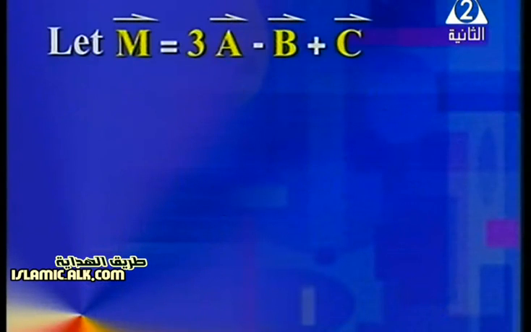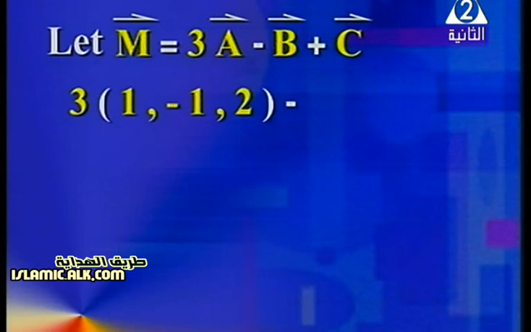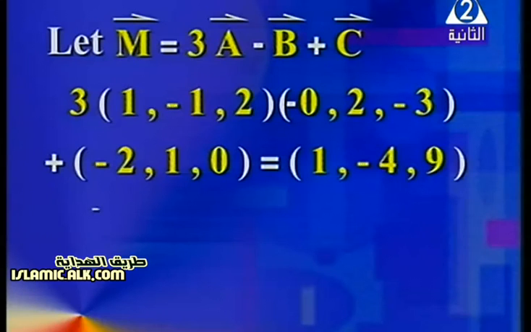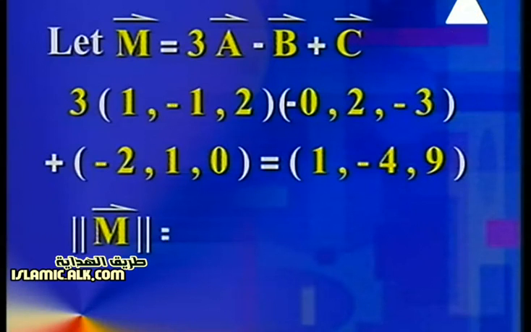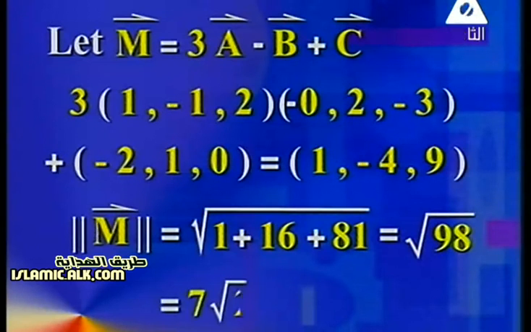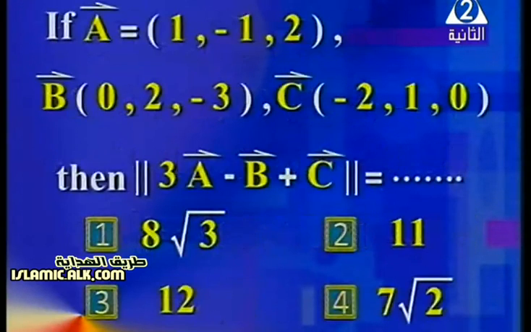Look at vector M equals 3A minus B plus C. Multiplying vector A by 3, minus vector B plus vector C, the answer is (1, negative 4, 9). What is the norm of M? Square root of 1 squared plus 16 plus 81 equals square root of 98, which equals 7 root 2. Then we choose the correct answer, 7 root 2.